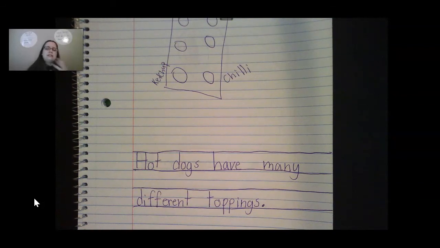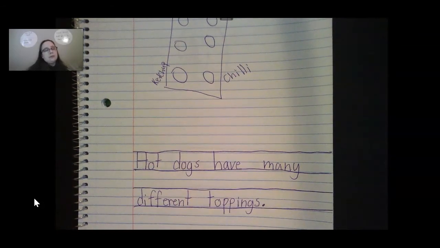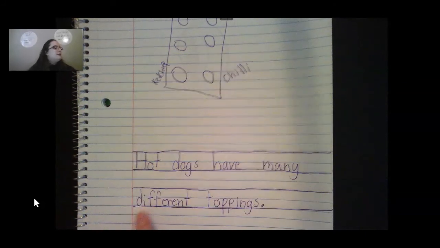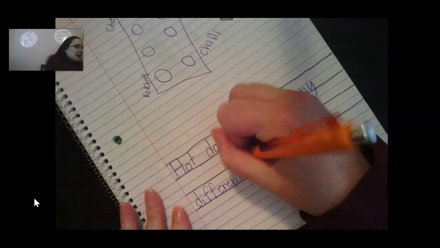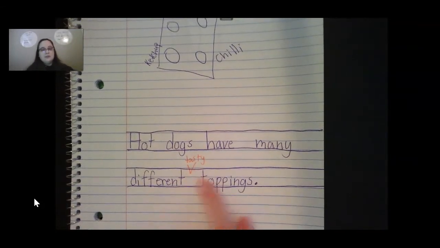So there are a few different things that I could do here. I could add a word before toppings to describe the toppings. Or I could also add the different toppings. So I could say some toppings are ketchup, chili, mustard, relish, and chili dog sounds really good, guys. But I think for now, I'm going to add hot dogs have many different tasty toppings. So I'm going to describe the toppings as tasty.